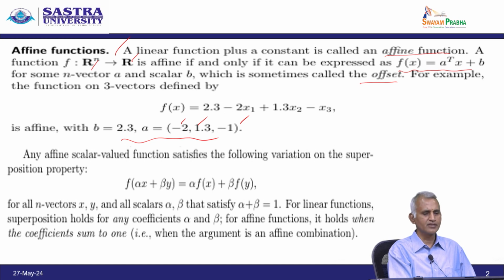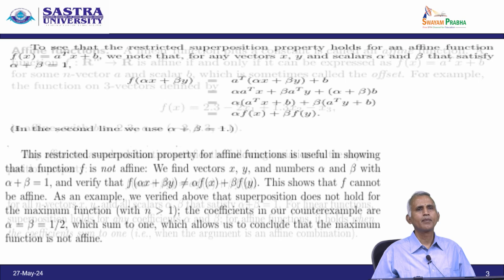Now, any affine scalar-valued function satisfies the following variation on the superposition property: f of alpha x plus beta y equals alpha into f of x plus beta into f of y, for all n-vectors x and y, and the scalars alpha and beta that satisfy alpha plus beta equals 1. For a linear function, superposition holds for any coefficients alpha and beta. For an affine function, it holds when the coefficients sum to 1, that is, when the argument is an affine combination.